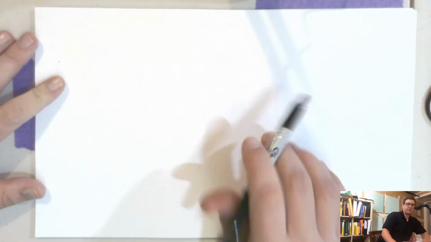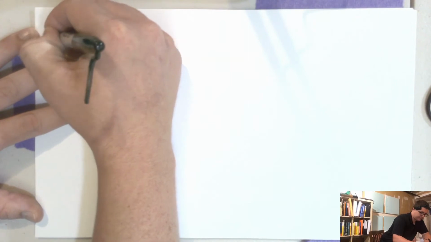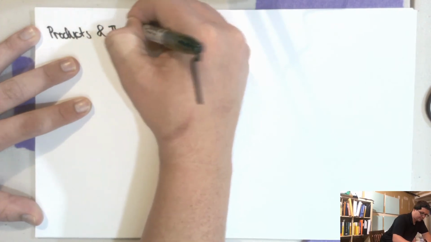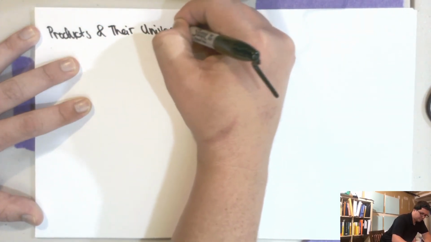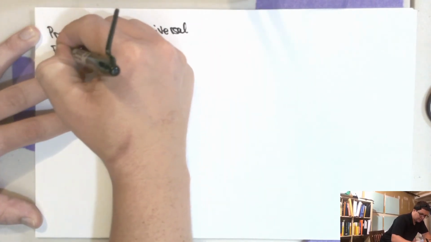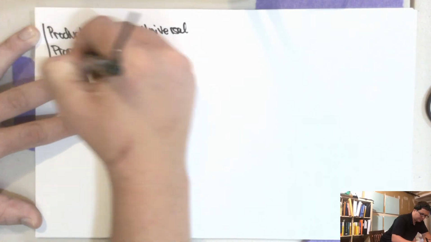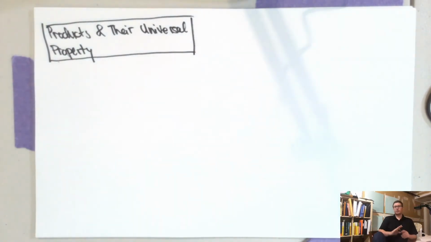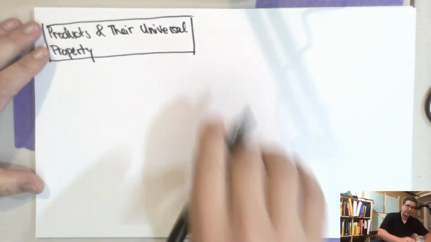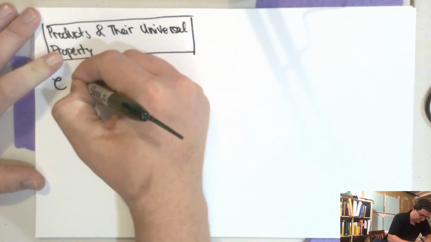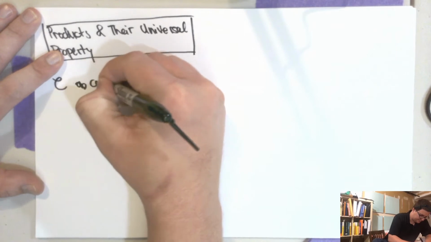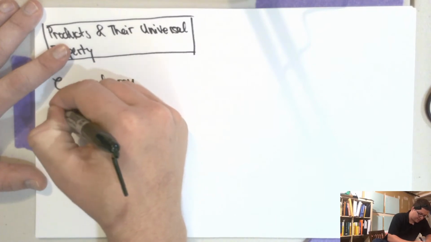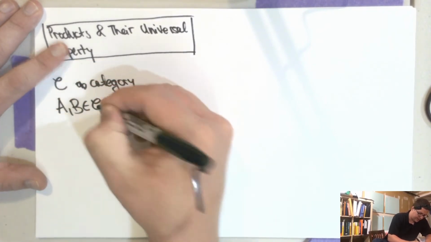Okay, so let's do products as a prototype, and their universal property. Okay, so now let's just work in a general category. Let's work with a category C. C is going to be a category. Right, and then we'll take objects, I don't know, A and B will be objects of the category C.